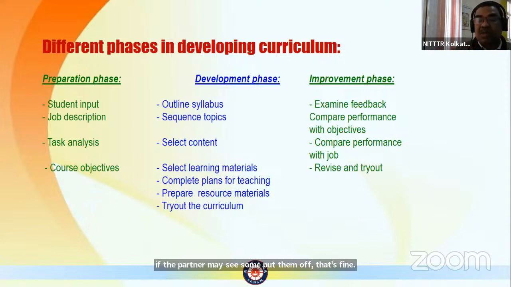And it will be a continuous process. Constantly you will have to revise the curriculum after collecting feedback from the students and other stakeholders like industries and others.